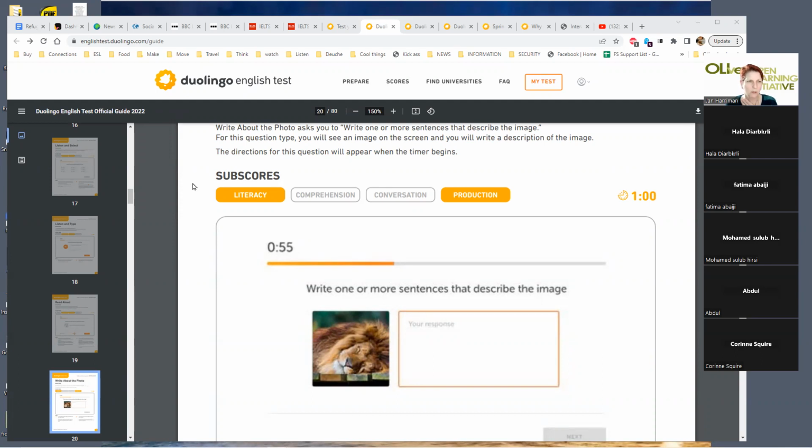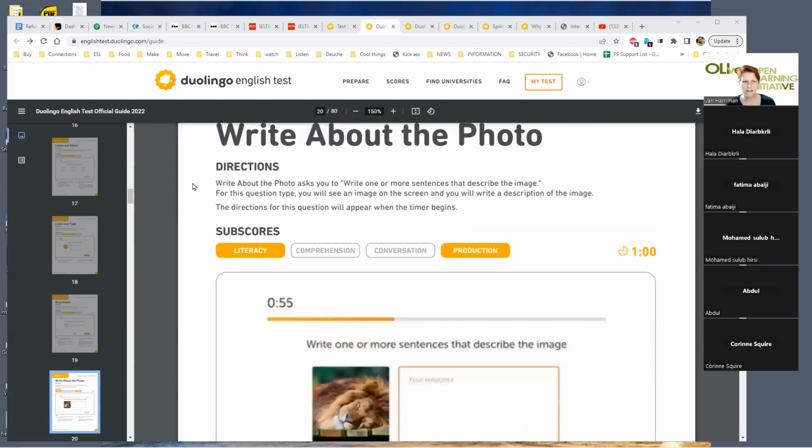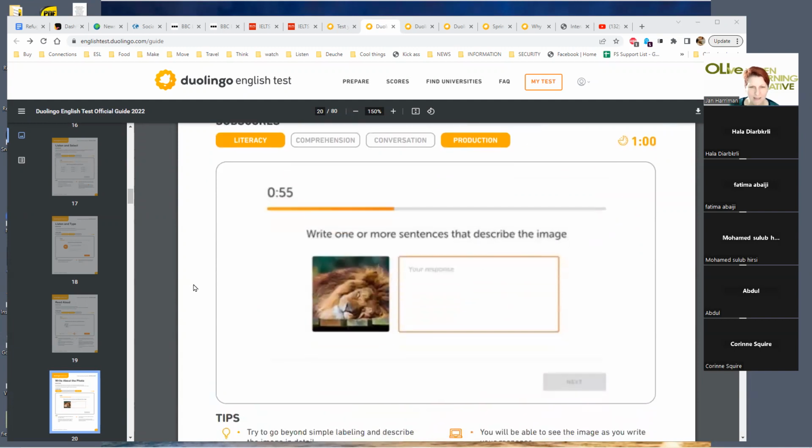We are talking about question types on the Duolingo English test. So here we go. Write about the photo asks you to write one or more sentences. You're definitely going to write more than one sentence. They only have 1 minute to do it.